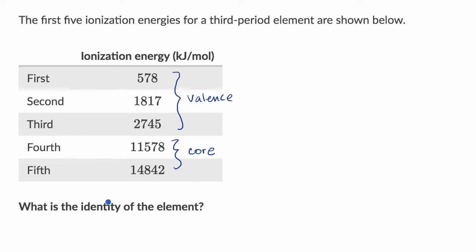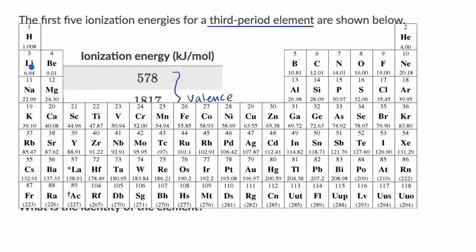So one way to think about it is, let's look on our periodic table of elements and look for a third period element that has 3 valence electrons. So we have our periodic table of elements. We want a third period element, so it's going to be in this third row. And which of these has 3 valence electrons? Well, sodium has 1 valence electron, magnesium has 2 valence electrons, aluminum has 3 valence electrons.